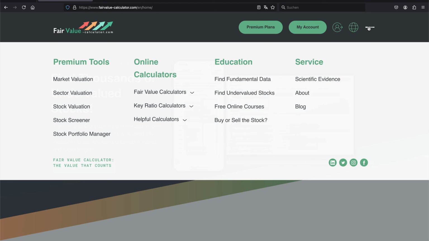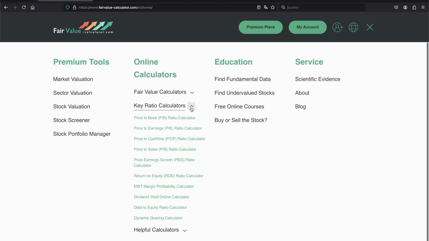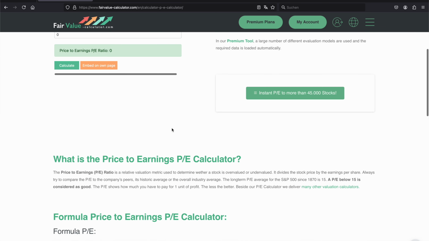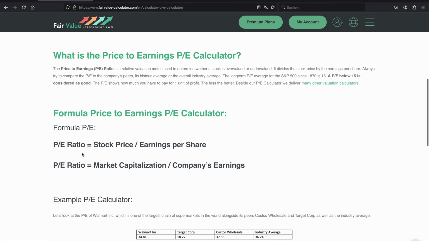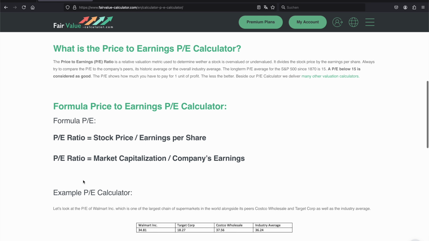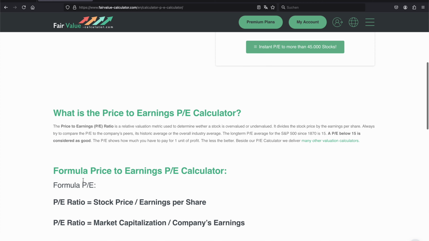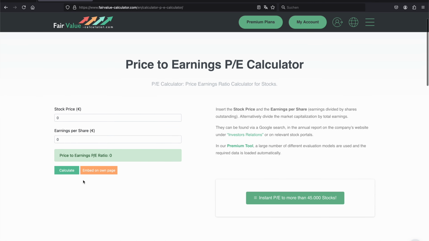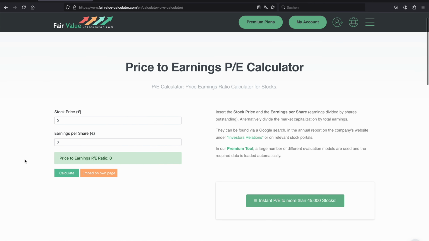The price-to-earnings ratio, PE ratio, is a fundamental financial metric used by investors to evaluate a company's valuation by comparing its market price to its earnings. It is calculated by dividing the market price per share by the earnings per share, EPS. The market price per share represents the current trading price of the stock, while the EPS reflects the company's profitability, calculated as net income divided by the number of outstanding shares.